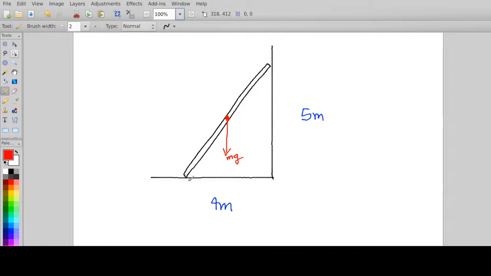Okay, the second force is the ground on the ladder, and it's going to push straight up like this. And we can call that F, and I'll call it capital G for ground.